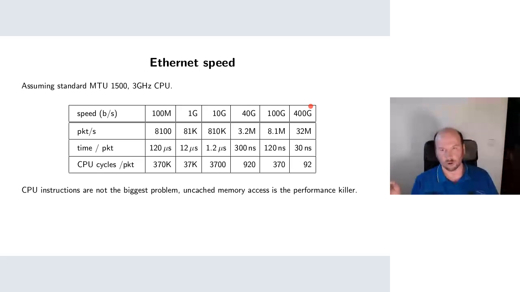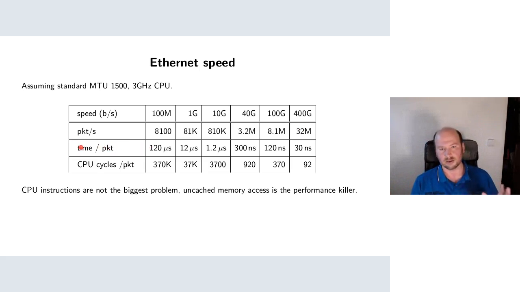I had a similar talk 3.5 years ago in spring 2017, and then this table ended at 100 gigabits, so you can have at least some idea how fast the speeds are growing. So first line shows what would be the number of packets per second for these speeds, starting with decent 8,000, ending at 32 million per second.